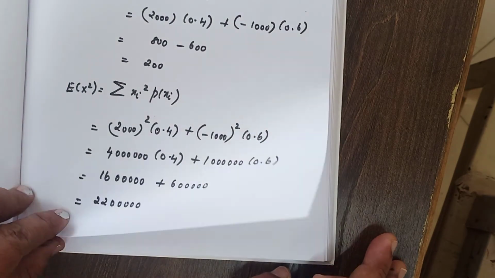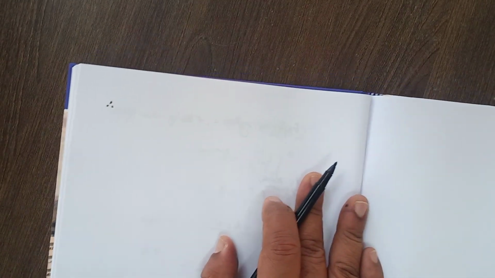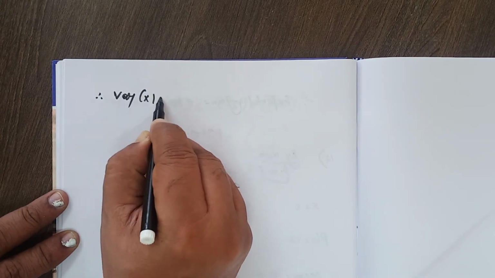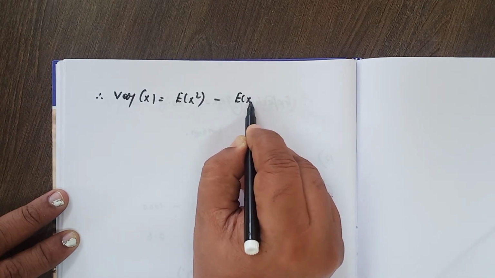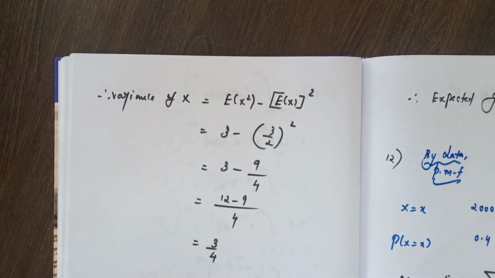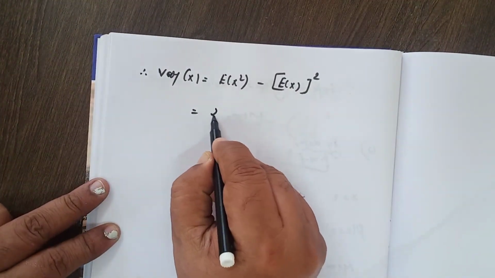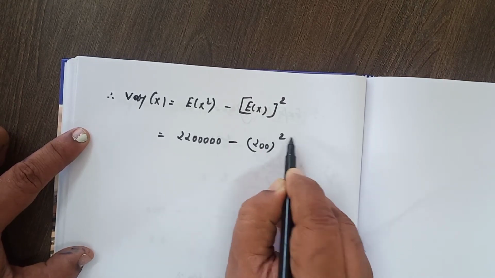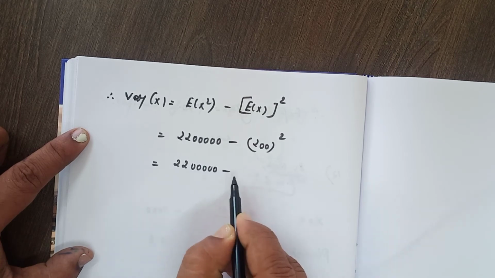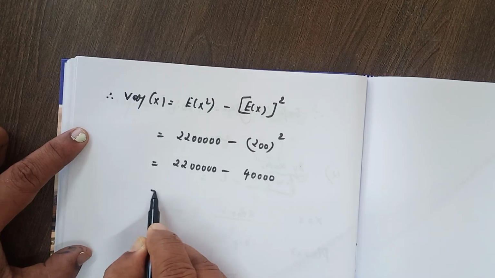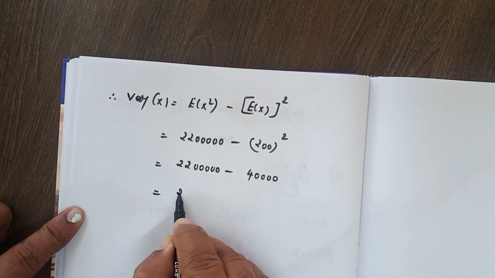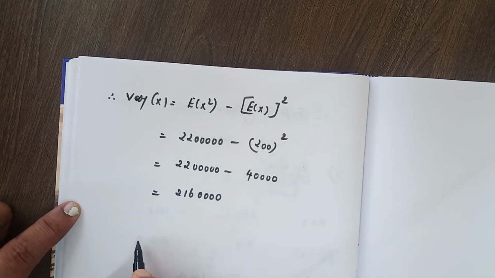Now we can find the variance. Therefore, variance of X is equal to expectation of X square minus expectation of X the whole square. Expectation of X square, here it is 22 followed by 5 zeros, minus expectation of X value, here it is 200, 200 the whole square, which is 4 followed by 4 zeros. If we subtract, you will be getting 216 followed by 4 zeros. This is the variance of X.